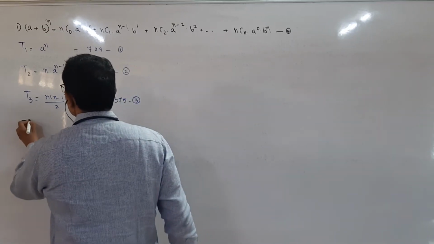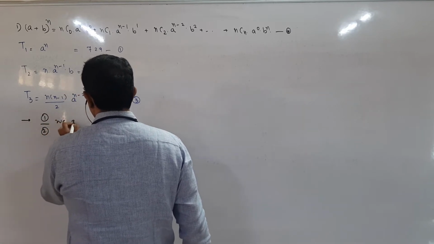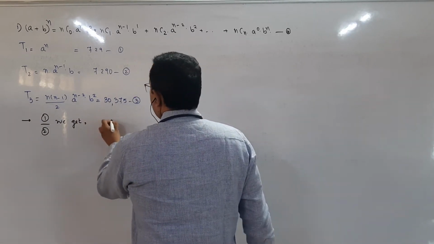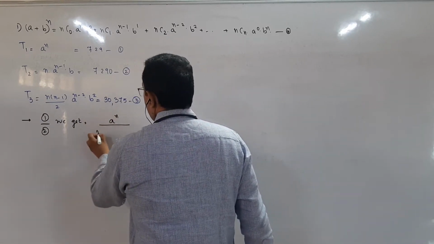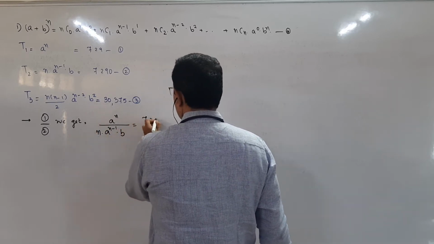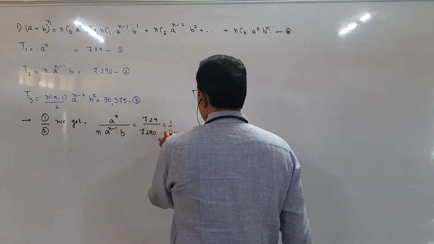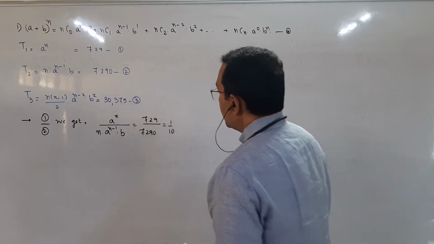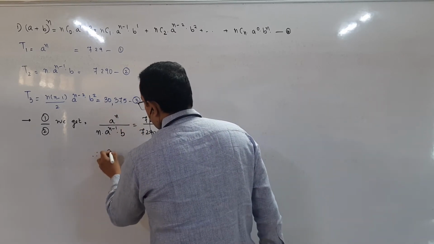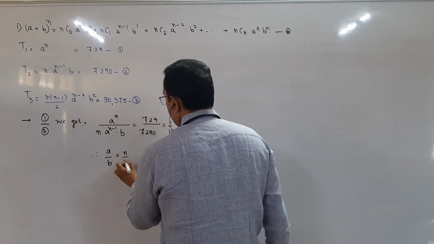So taking the ratio of result 1 and 2, we get a^n upon n a^(n-1) b is equal to 729 upon 7290, and that is 1/10. a^(n-1) gets cancelled, a equals n taking the numerator. So a by b, cross multiply this n. So this is n by 10.